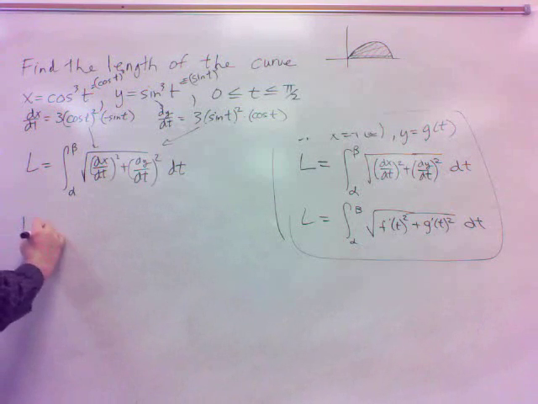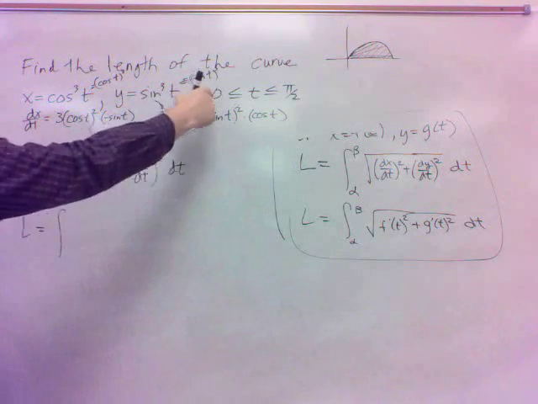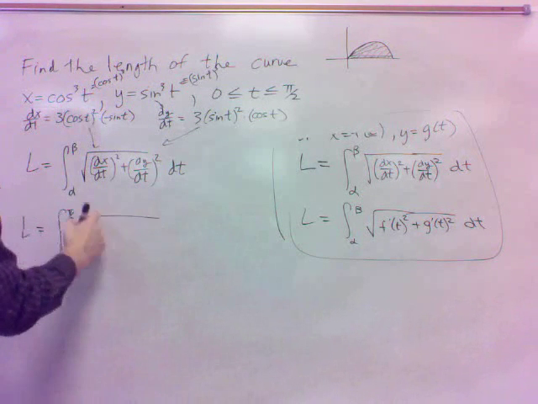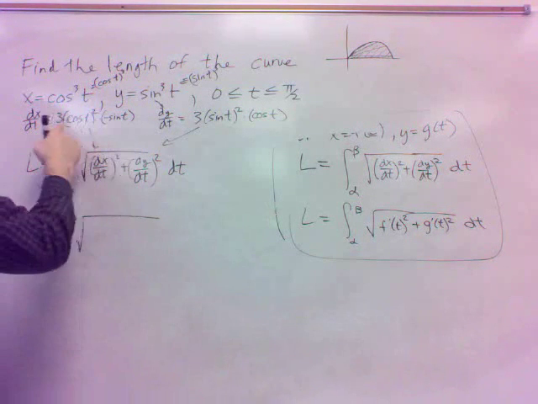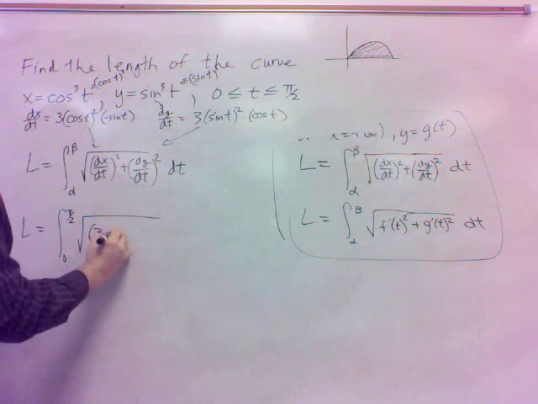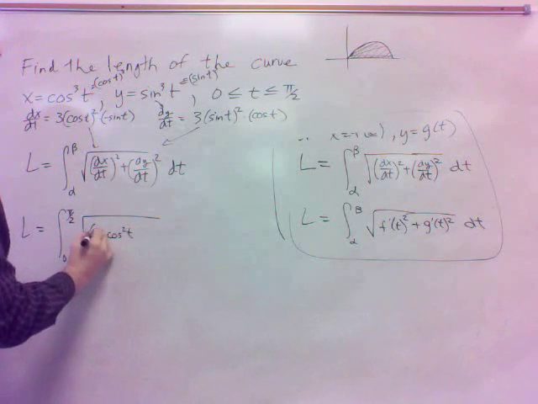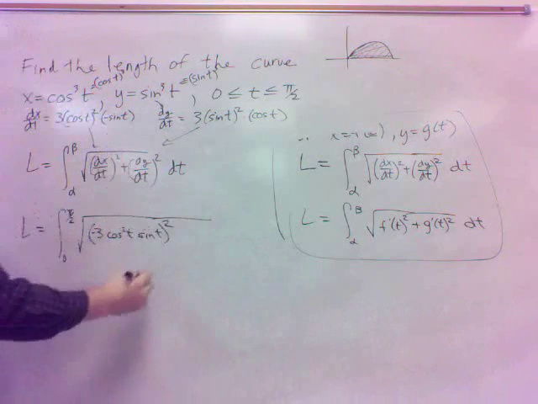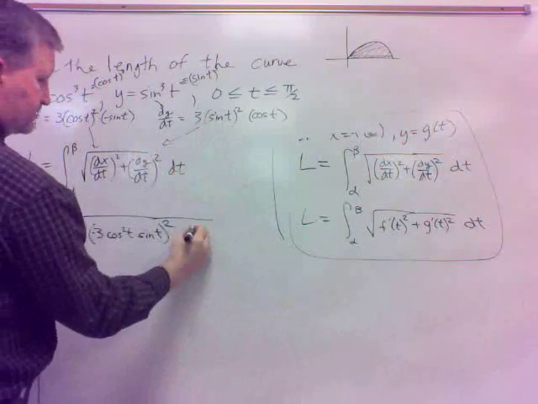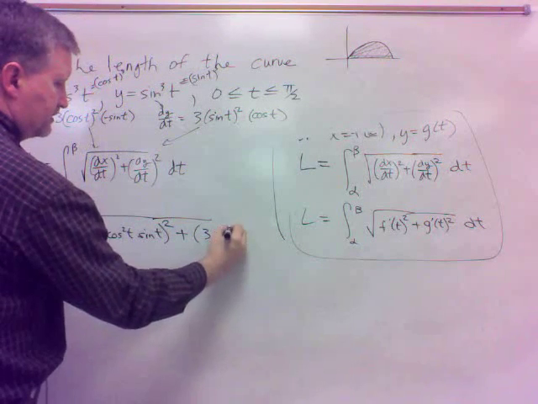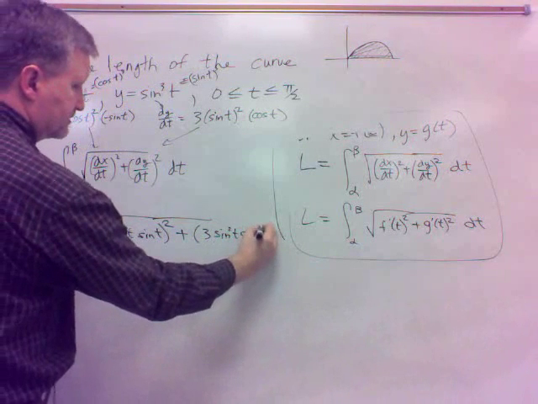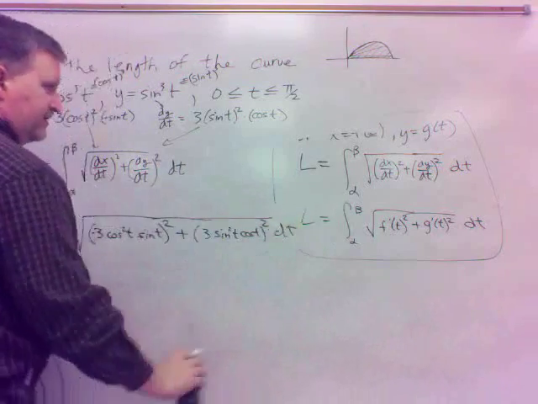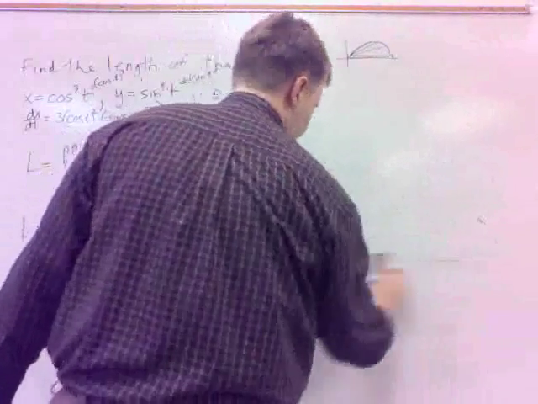Here's what I get. The arc length is alpha to beta, so I'm going 0 to pi over 2. Square root of, well, dx dt squared, so I'd take 3 cosine squared t negative sine t. Square that. Don't forget you got to square it. Plus then dy dt, which is 3 sine squared t cosine t squared. And then dt. Which looks like, again, an awful mess, but I think some nice things are going to happen.